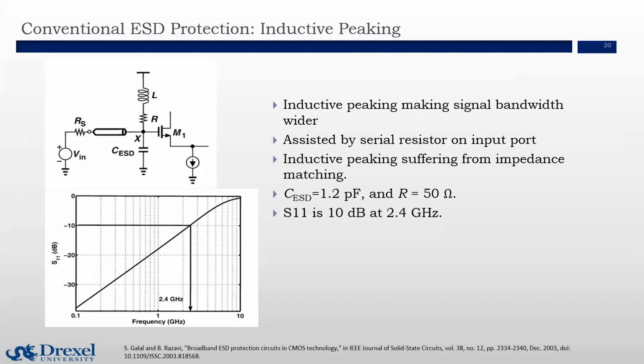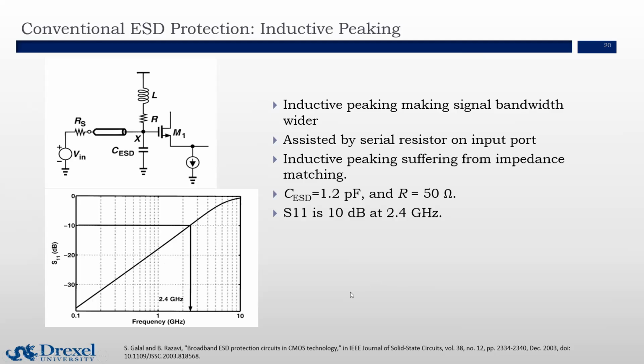One technique is to use inductive peaking, making the signal bandwidth wider. This can be done by resonating out the parasitic using the inductance, and it can be assisted by a series resistance on the input port. However, inductive peaking suffers from poor impedance matching.